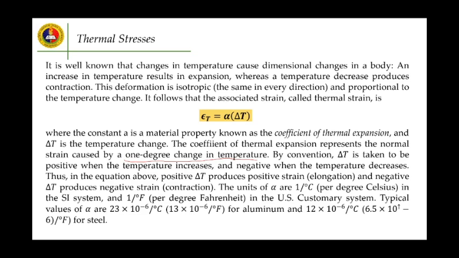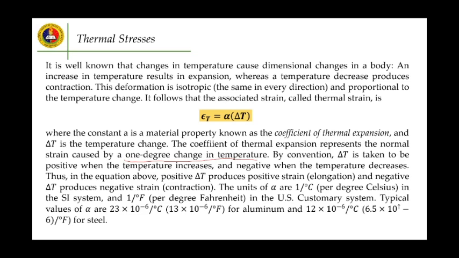Now, by convention, delta T is taken to be positive when the temperature increases and negative when the temperature decreases. Thus, in the equation above, a positive delta T produces a positive strain or elongation, and negative delta T produces a negative strain or basically contraction.